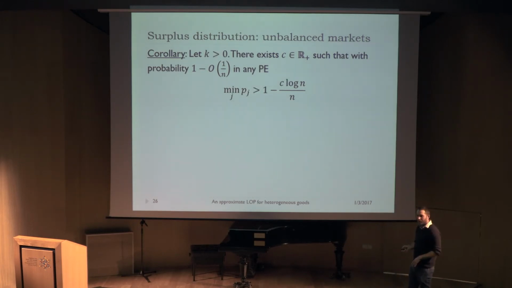And on the other hand, if the market is unbalanced, then all price equilibria are going to be high. Okay, all the surplus goes from the buyers to the sellers.